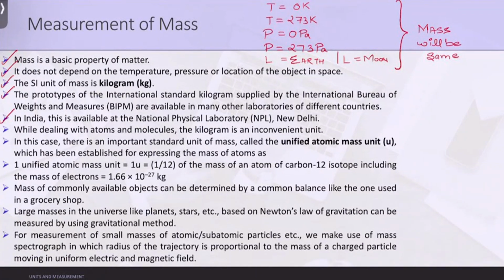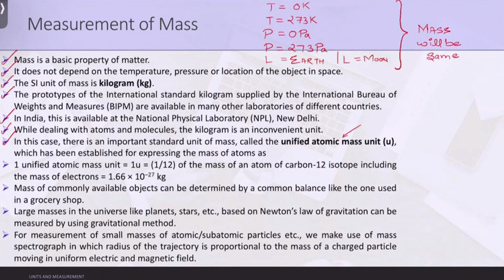Okay. While dealing with atoms and molecules, the kilogram is an inconvenient unit. Quite evident, because the weight of atoms and molecules will be much smaller than a kilogram. Right. So in that portion, what we use is an atomic mass unit. So in this case, there's an important standard unit of mass called the Unified Atomic Mass Unit. Please, this is a very important concept of atomic mass unit. Please be very careful while understanding this.